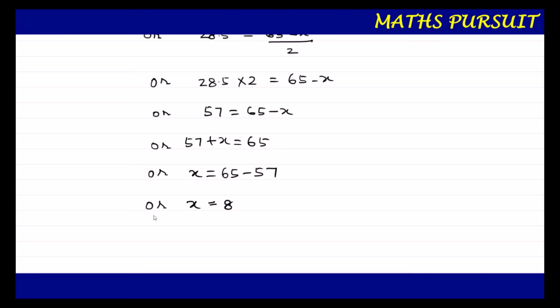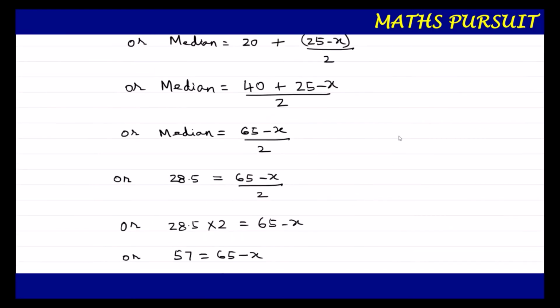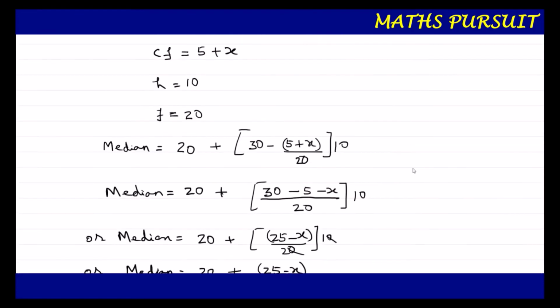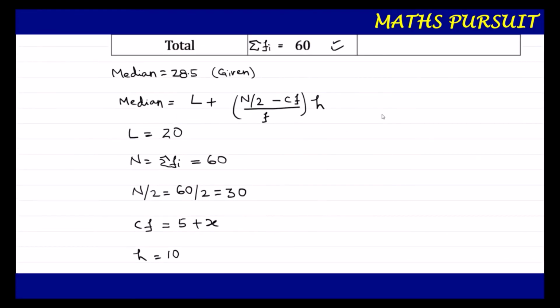So guys, what we got? We got the value of x as 8. Now after getting the value of x, we can easily find the value for y. How will we find it? Let us look into the table once, or the data once that is being given.